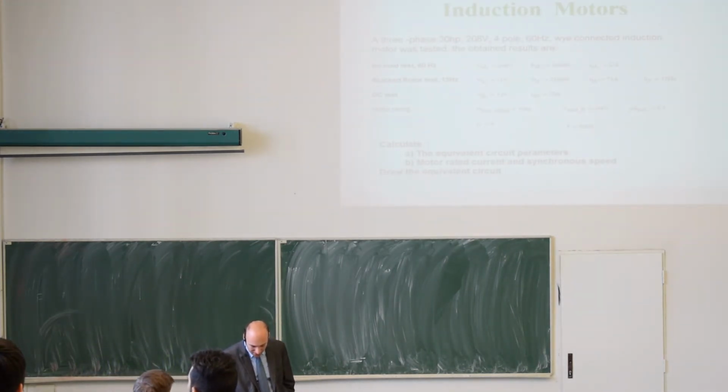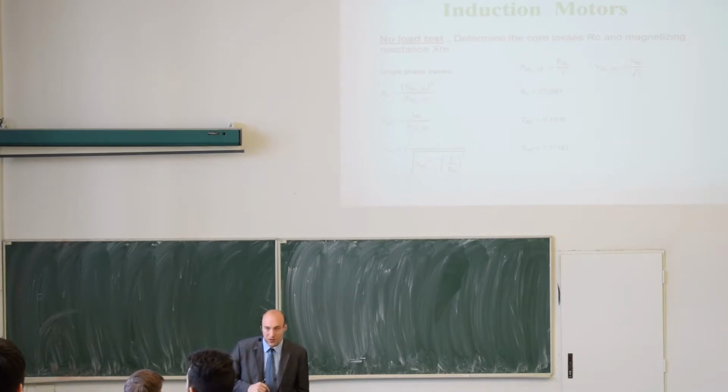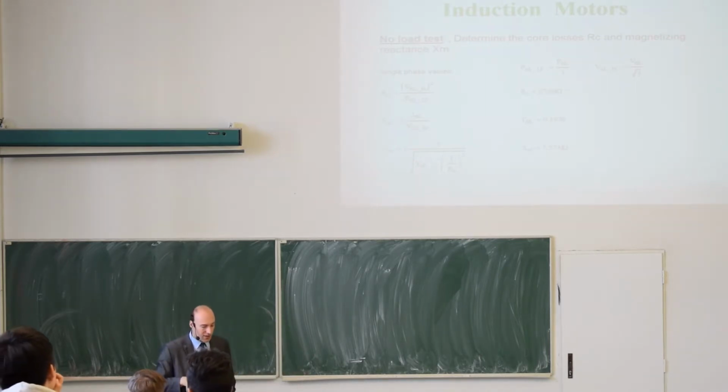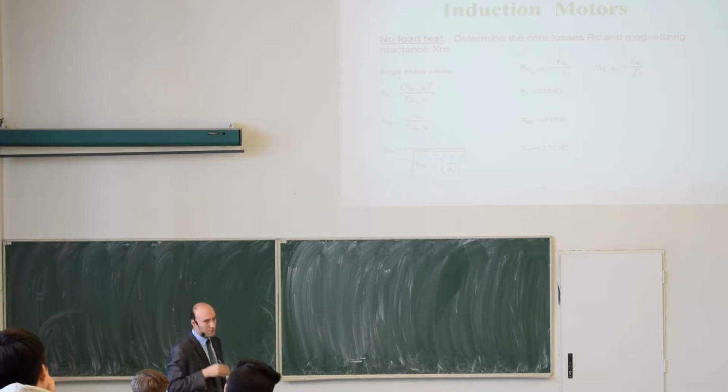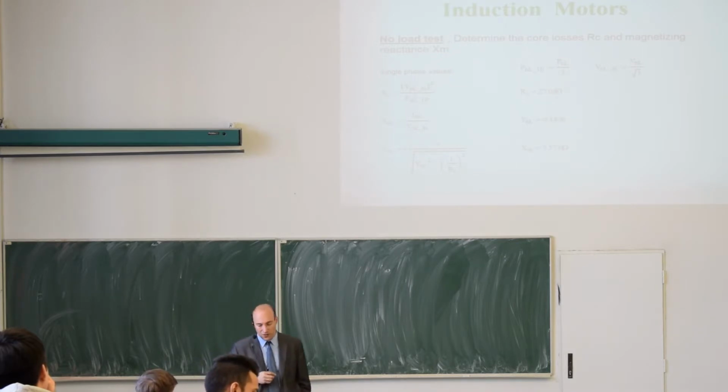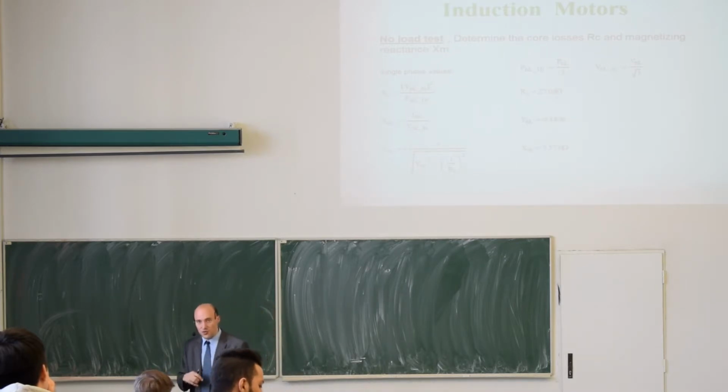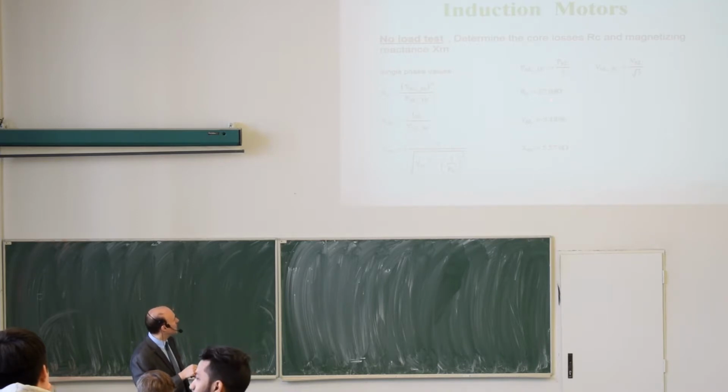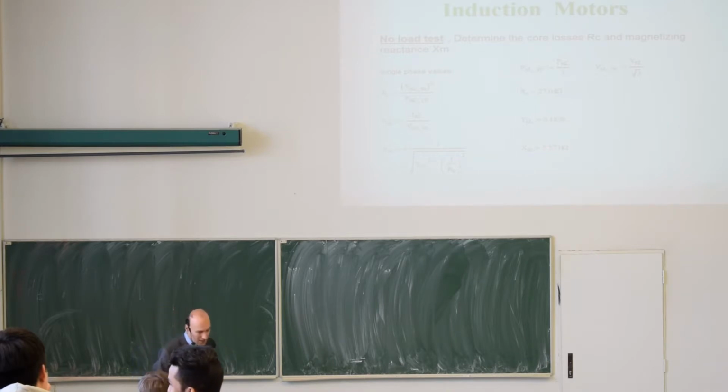So we could calculate the parameters of the equivalent circuit diagram. So here you have the procedure how this is done. For the motor, you have had already in the class, you will do your own calculations. And here we see, okay, this is the total resistance for a single phase, and this is the reactance.